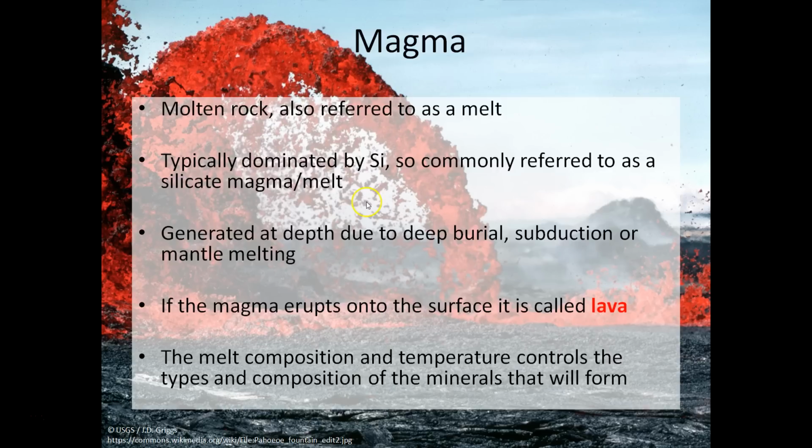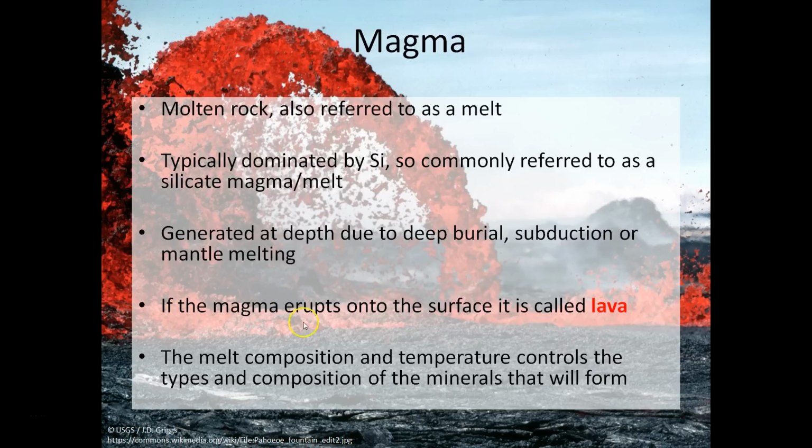So magma is typically dominated by silica, silicon, SiO2. So most magmas are what we refer to as a silicate magma. And silicate magmas will crystallize out silicate minerals like olivine, pyroxene, feldspars, amphibole, biotite, etc. Most magma is generated at depth due to deep burial, subduction, or mantle melting. The generation of magma at very, very shallow depths in the crust is relatively rare.